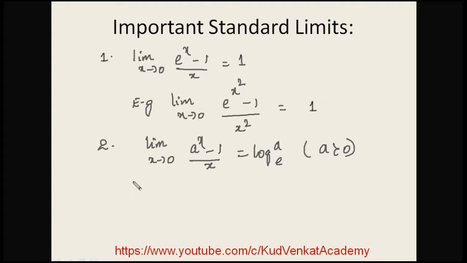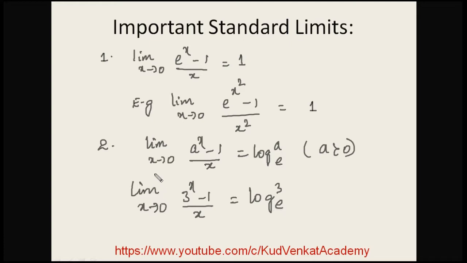So say for example, limit x tends to 0, (3 to the power of x minus 1) by x. So its value is logarithm of 3 to the base e. By comparing with the standard format, in place of a we have here 3. So its value is logarithm of 3 to the base e.